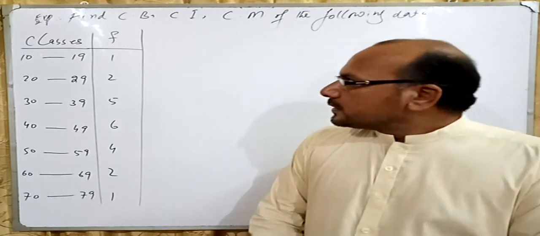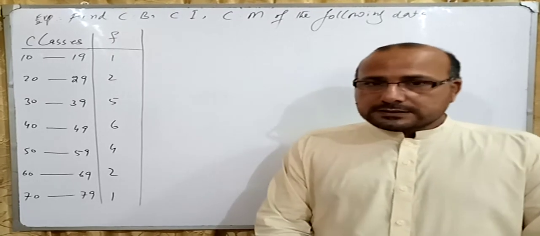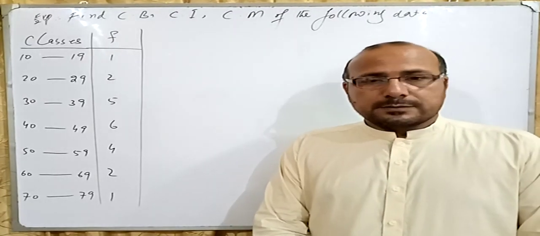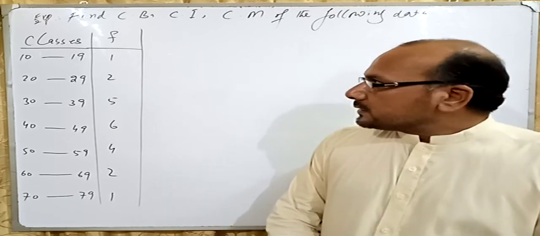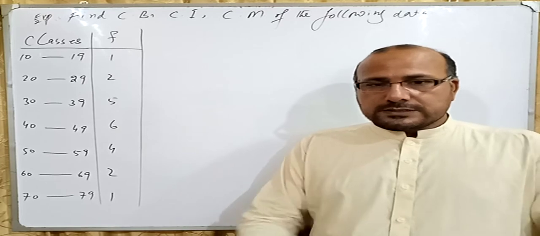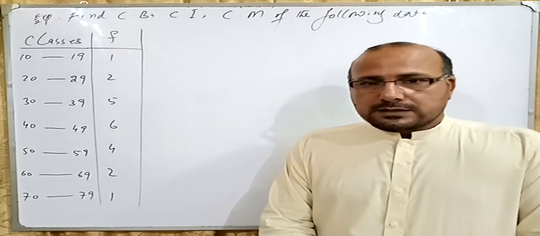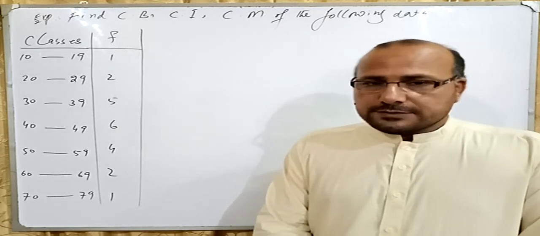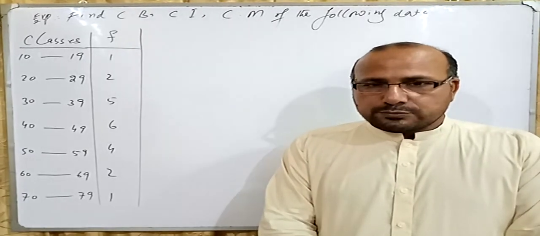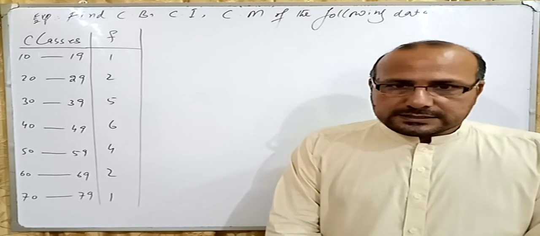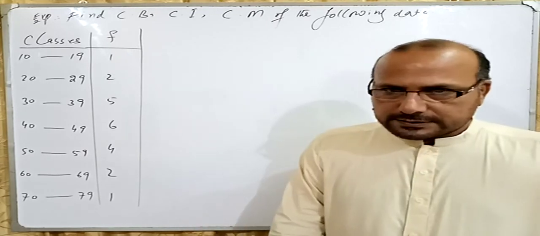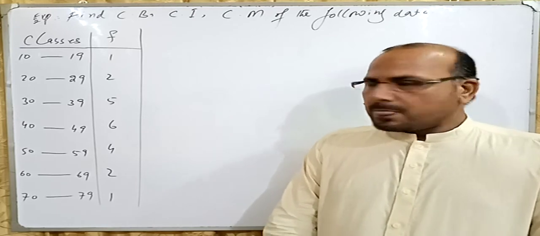This is the fourth week of our online study. Today we will discuss the different components of the frequency distribution. Some of the students were asking how to calculate the class boundaries, the class mark, and the class interval. That's why today I am giving you examples related to all these three components, and after that we will discuss the cumulative frequency and how to calculate it for the frequency distribution.